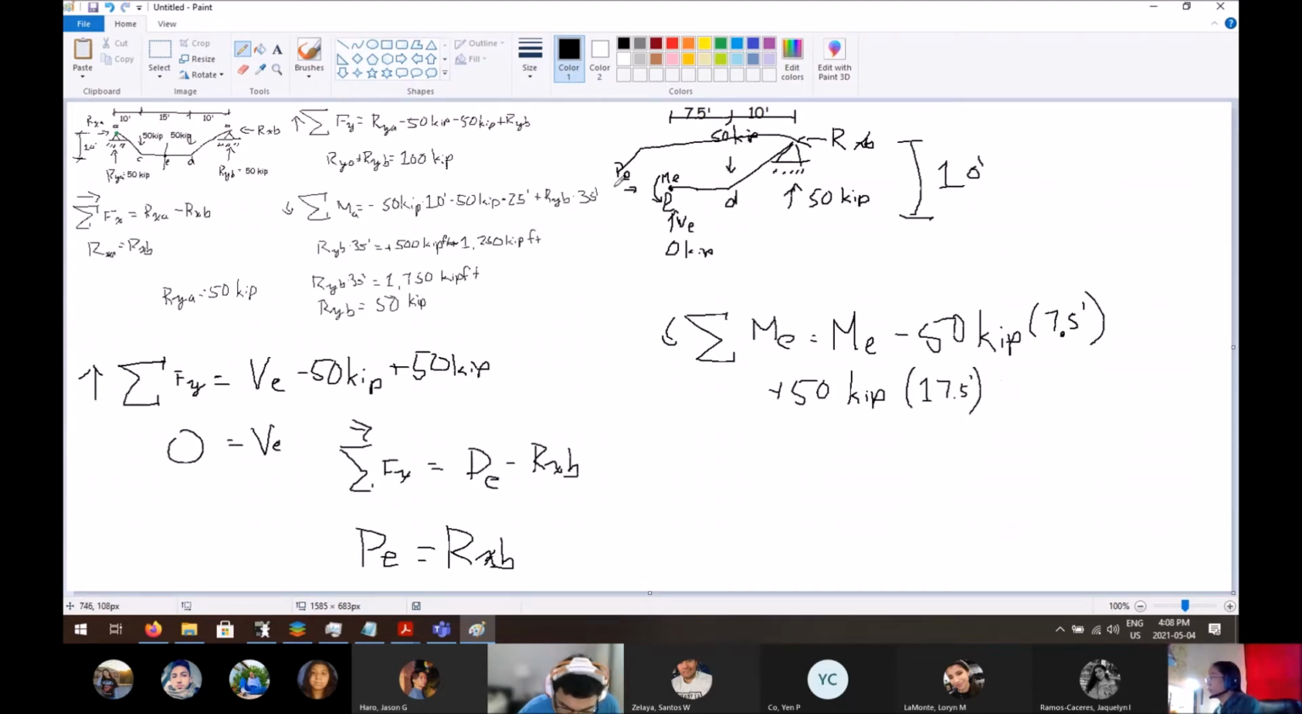Which direction is this going? Counterclockwise. We have a plus RXB times 10 feet. Right now, we're getting somewhere, I think. Oh, geez, I hope we are. We might not actually. I don't remember how to solve this. All right, but we're just gonna keep going.